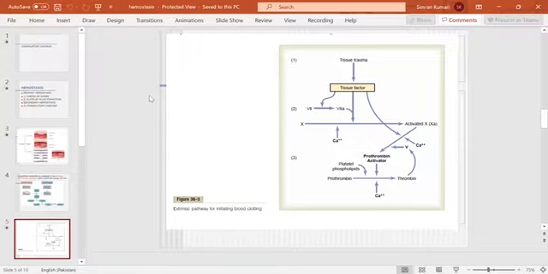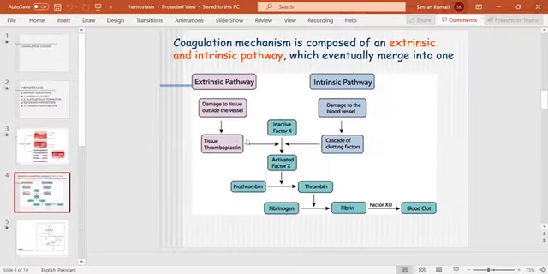Now activation of factor 10 is the common point in extrinsic and intrinsic pathways. As you can see over here, inactive factor 10 gets activated. Now this is the common point in extrinsic and intrinsic pathways. After this, this is the point where they merge into one.